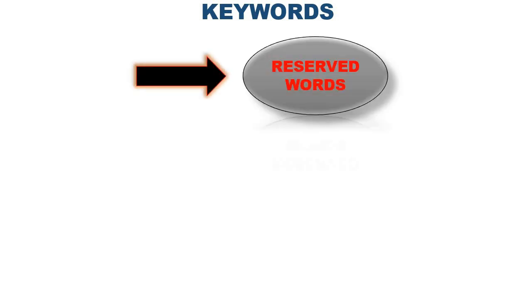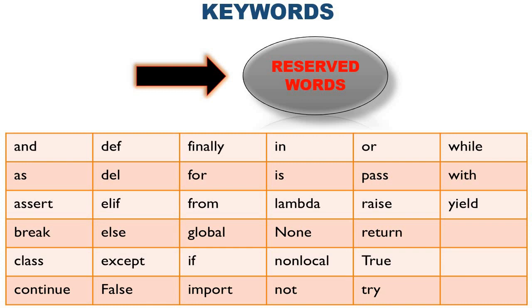Next, we are going to see about keywords or the reserved words in Python. So this is the keyword list in Python. Just pause the video, have a look at this table. I hope you have gone through the table. So let's see the example for keywords.